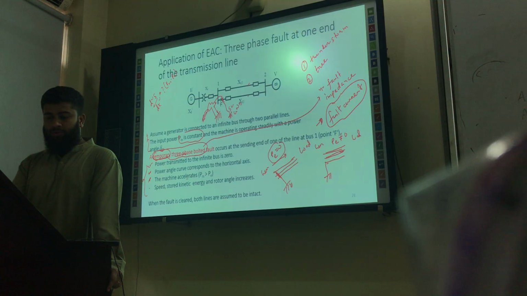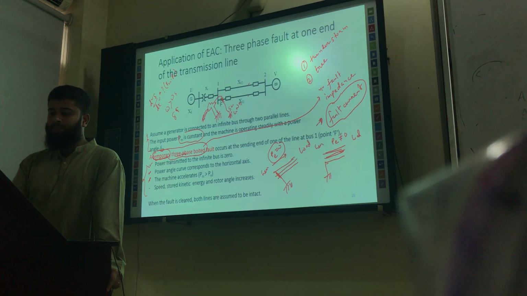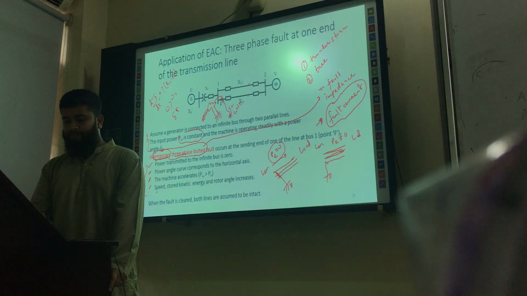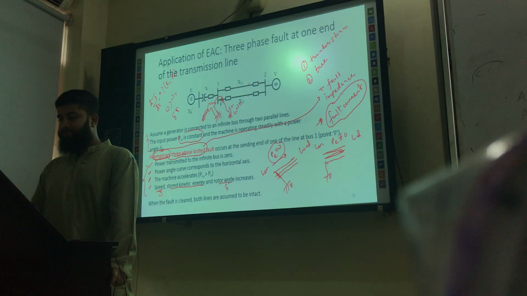In this case, the rotor will accelerate, meaning the rotor speed omega will be higher than the synchronous speed. If this is the case, the delta will also increase, right? Also, there will be some stored kinetic energy. So that's why the fourth point says that the speed omega, the stored kinetic energy in the acceleration phase, and the rotor angle delta, all three will increase, right? This omega will increase, stored kinetic energy will increase, and the rotor angle will also increase.